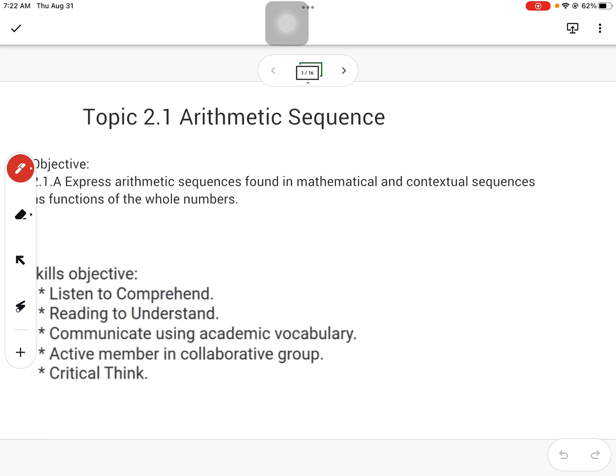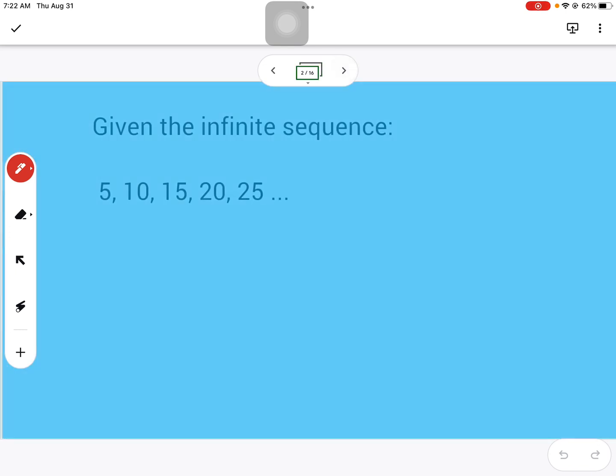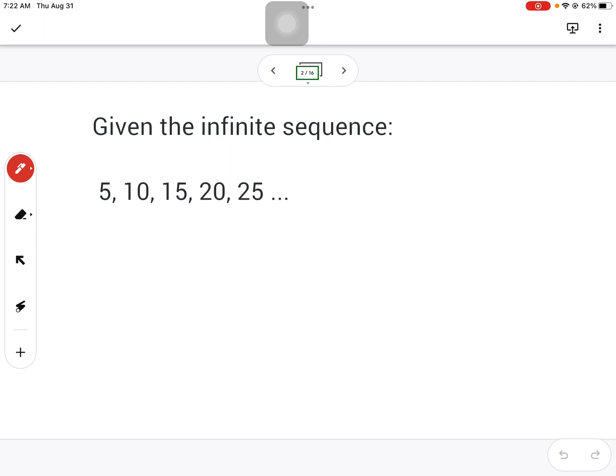Okay, let's begin. Our objective today is to express arithmetic sequences found in mathematical and contextual sequences as a function of whole numbers. During this video, remember the skills you're going to need is to listen to comprehend and critically think. All right, let's take a look at our first example. So let's go ahead and switch the slide and write this down.